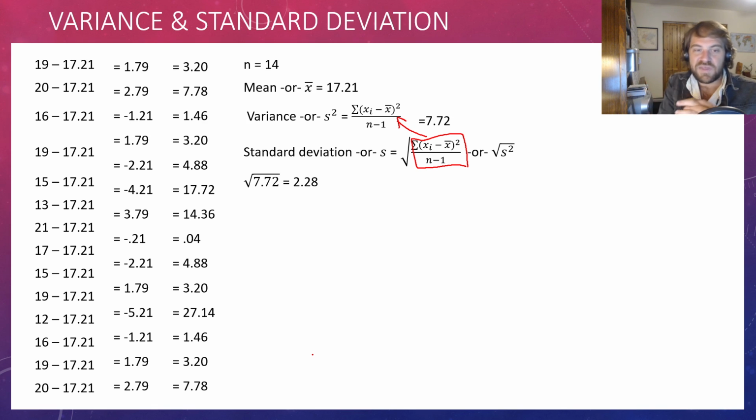What does that mean? That means that you can expect the mean, which is 17.21, to vary by about 2.28 numbers. I don't know what units we're talking about here. I just made these numbers up, so I don't really have a unit. But anyway, a number in this number group is often going to be within one standard deviation of the mean. So the mean is 17.21. To find the bounds of one standard deviation, you just subtract 2.28 from the mean, and you'd also add 2.28 to the mean.